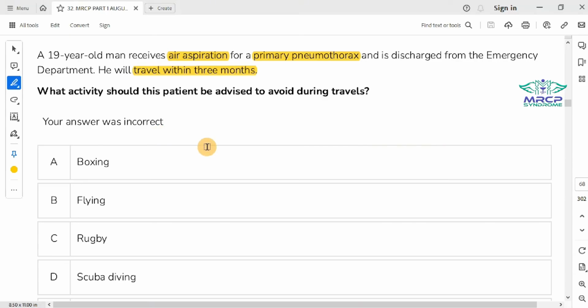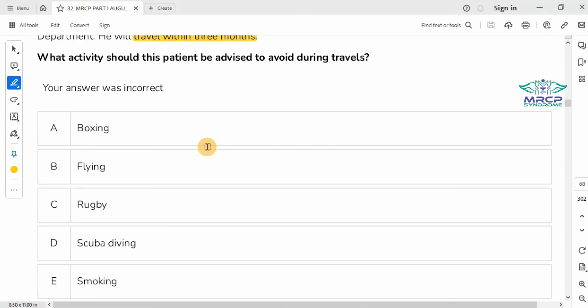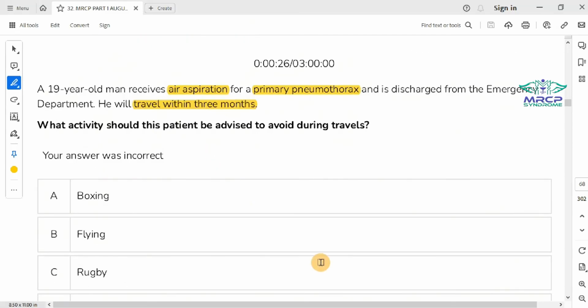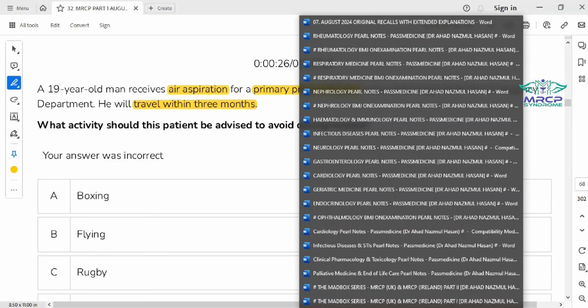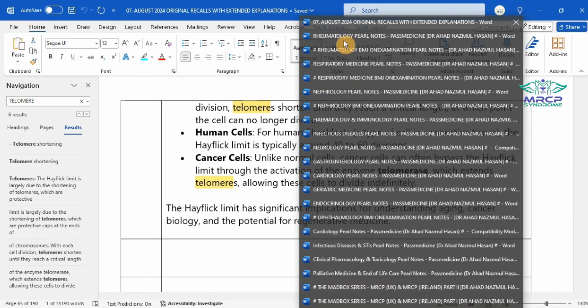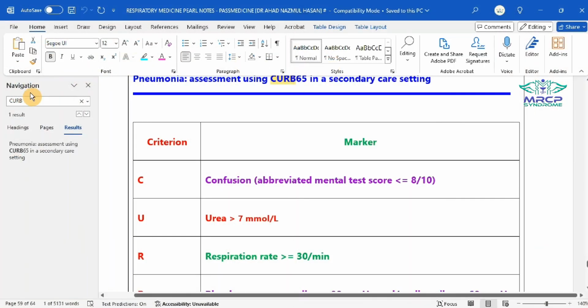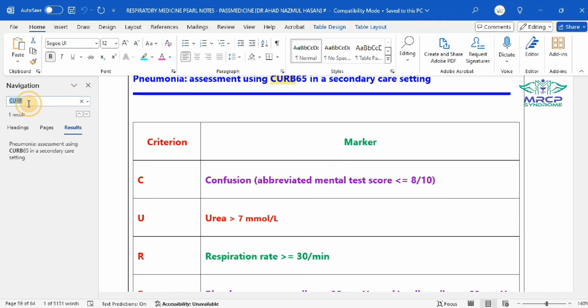A 19-year-old man receives air aspiration for a primary pneumothorax and is discharged from the emergency department. He will travel within 3 months. What activity should this patient be advised to avoid during travels? Boxing, flying, rugby, scuba diving, or smoking? Scuba diving. So for what duration should scuba diving be avoided? Lifelong. Forever.